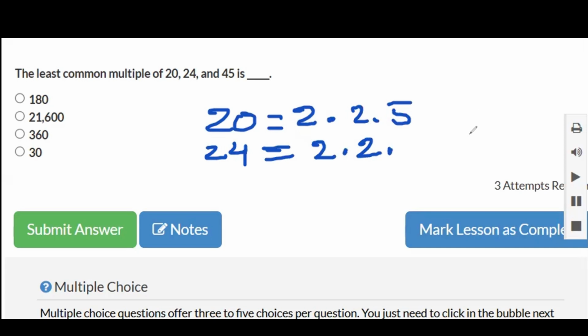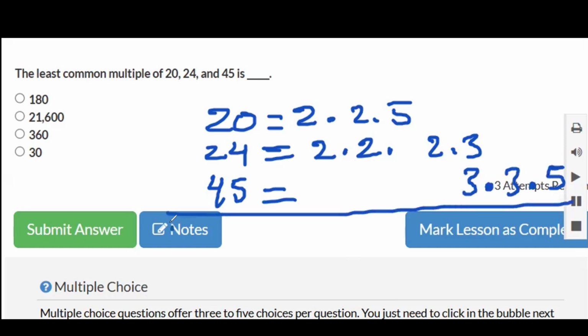6. This 4 would be 2 and 2. 6 would be 2 and 3. Correct. And then 45 would be 5 and 9. Yes, so 9 is 3 multiplied by 3, and 5.